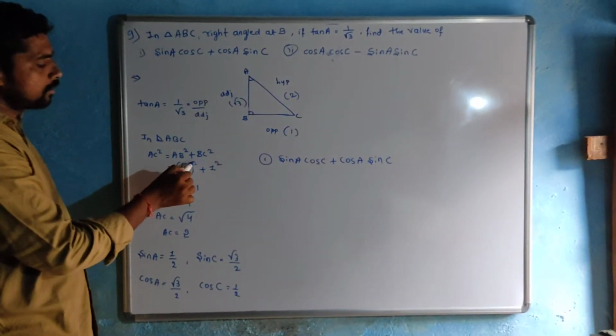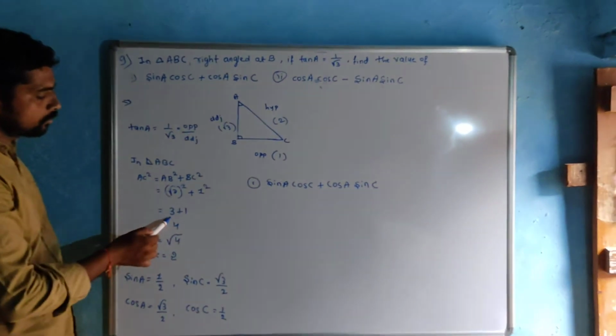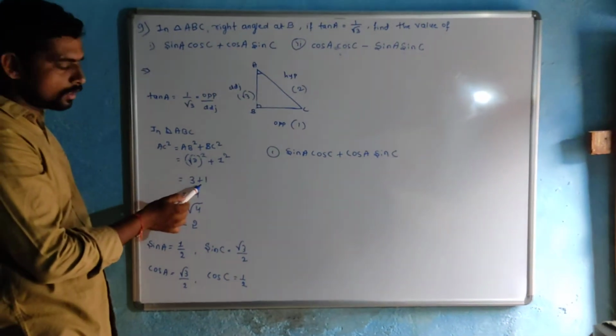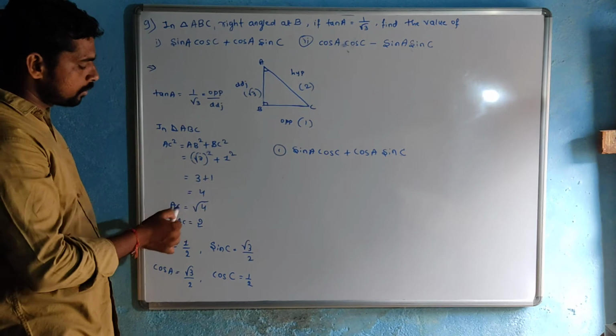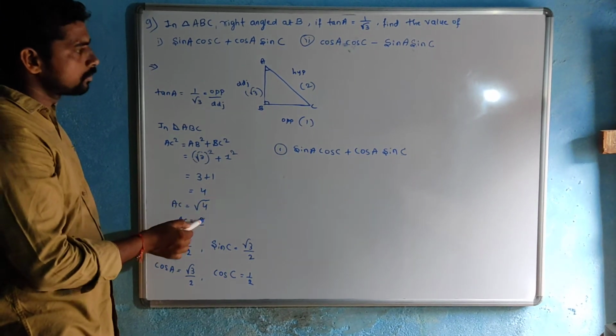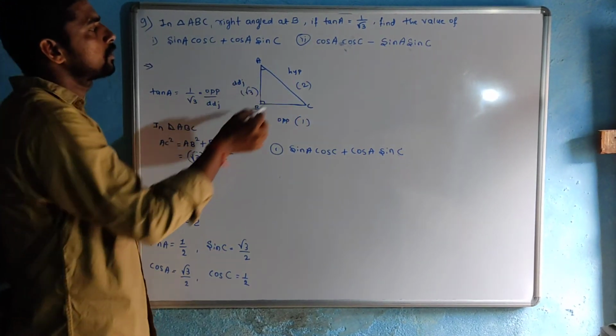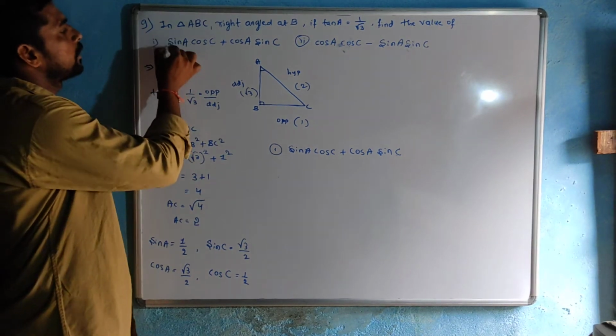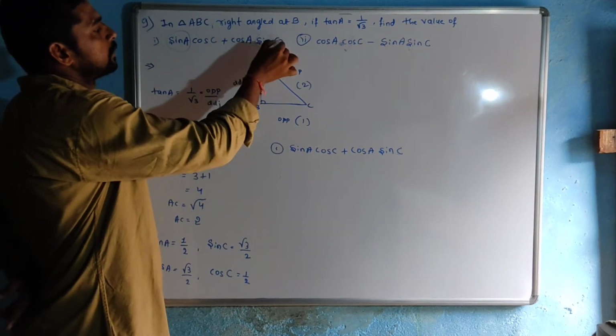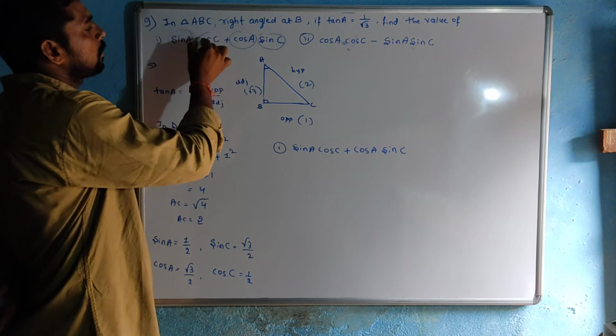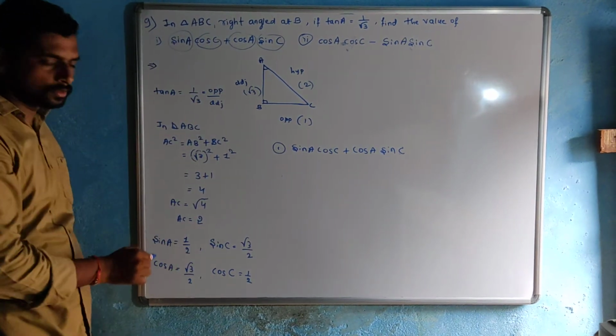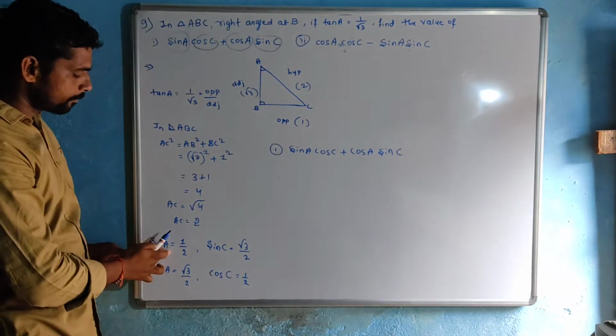Square and root get cancelled, remains only 3 plus 1 square is a 1. 3 plus 1 is a 4. The square root of 4 is a 2. See here, AC hypotenuse value is a 2. I take sin A and sin C, then cos A and cos C, all four values.